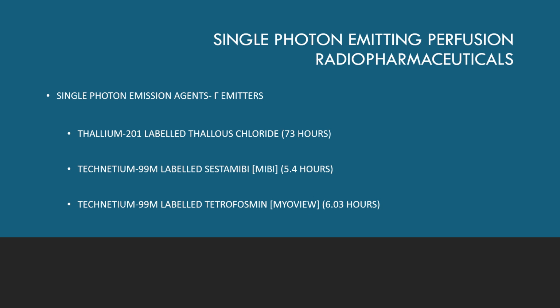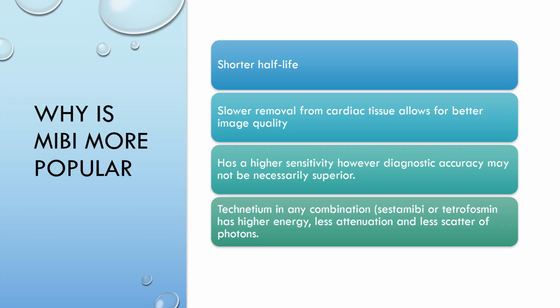Then you have technetium-99m that's labeled with tetrofosmin, sold as MyoView. This has a half-life of about 6 hours. So why is MIBI more popular? That's the Sestamibi, technetium Sestamibi, because it has a shorter half-life.